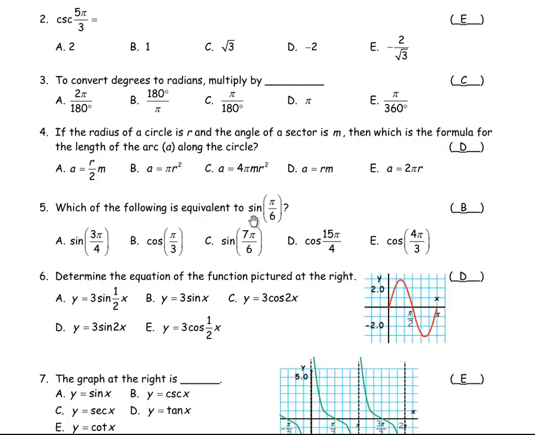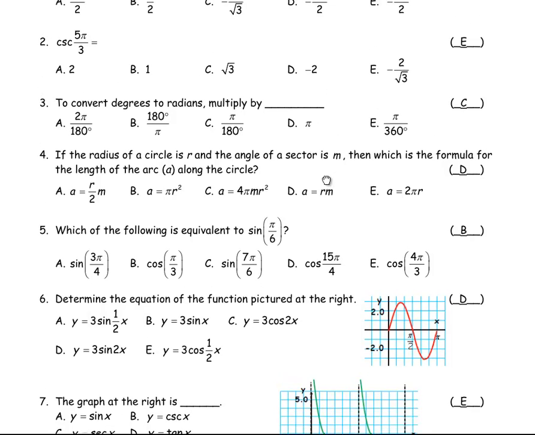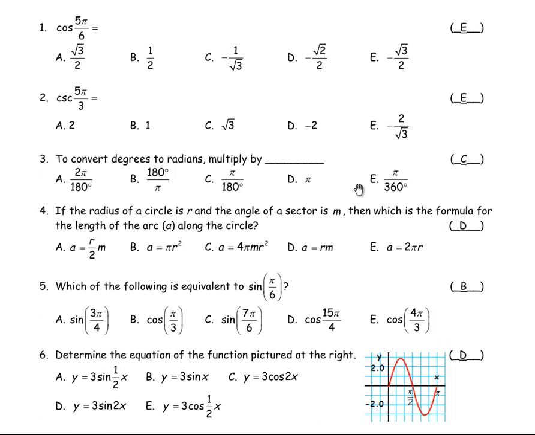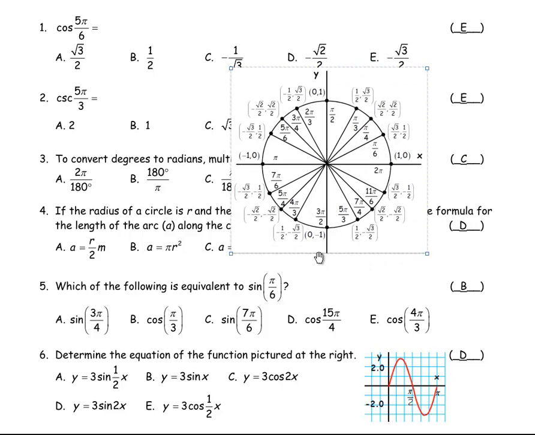For number 5, which of the following is equivalent to the sine of pi over 6? So we could do this by bringing our unit circle back. And so here's pi over 6. So the sine of pi over 6 would be the 1/2. So let's see which of these has a value of a half. So the sine of 3 pi over 4, well, 3 pi over 4 is there, so that's root 2 over 2, so that's not it. The cosine of pi over 3. Pi over 3 is here. Cosine is the x-coordinate, so notice that it is a half. So B would be the correct answer.